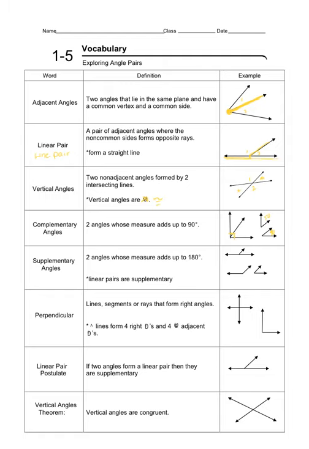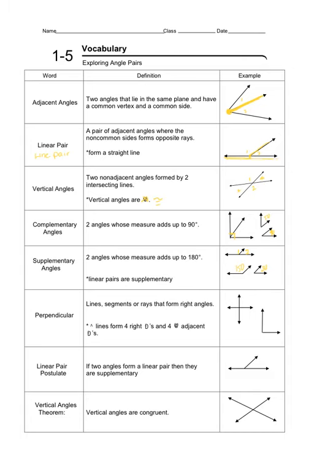Supplementary angles add up to 180. Again, they can be adjacent like these up here, and they add up to 180, or they could be separate. So this could be 150 and this could be 30. And again, they just add up to 180.